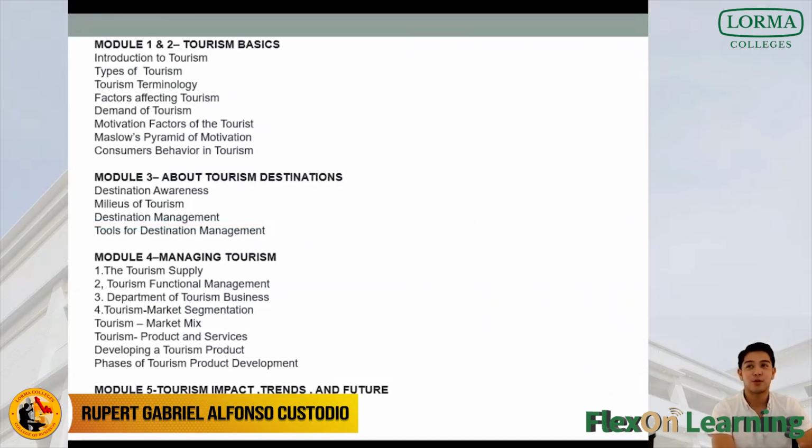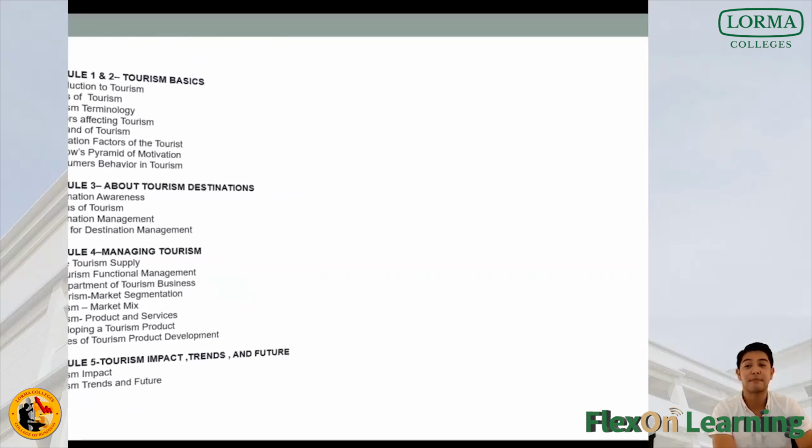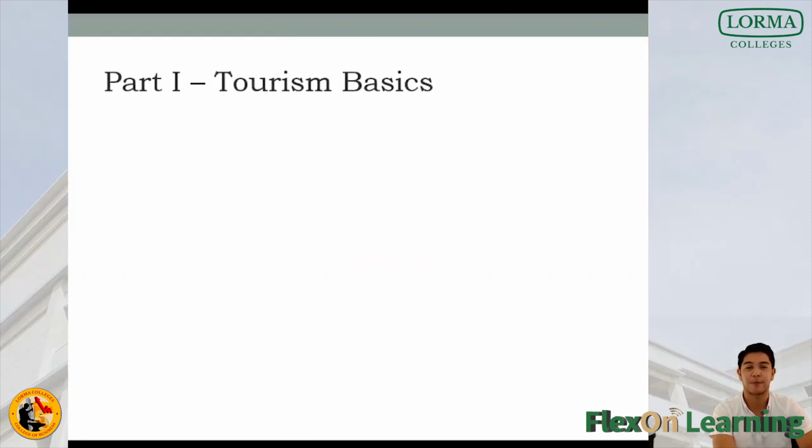Our Module 1 and 2 is Tourism Basics. Module 3 is about the tourism destination. Module 4 is Managing Tourism, and Module 5 will be our Tourism Impact, Trends, and Future.